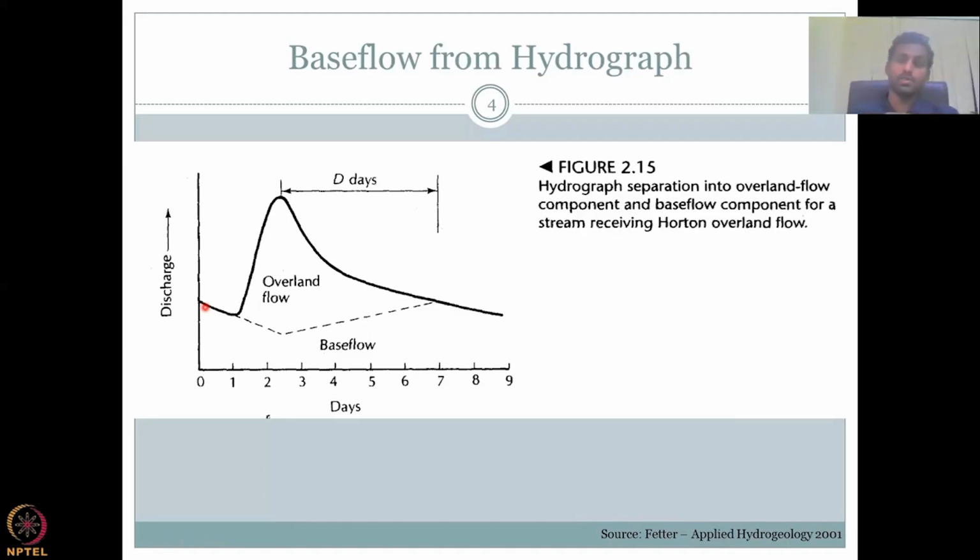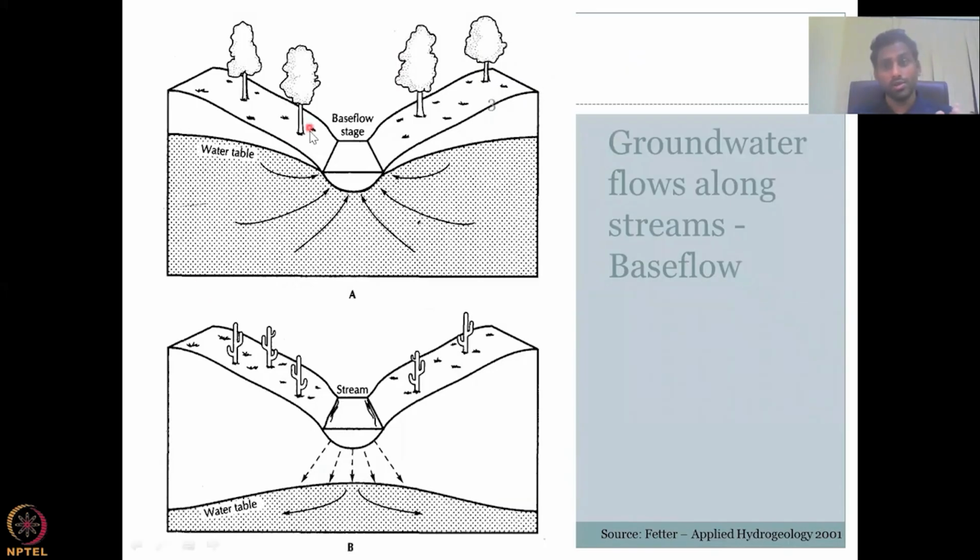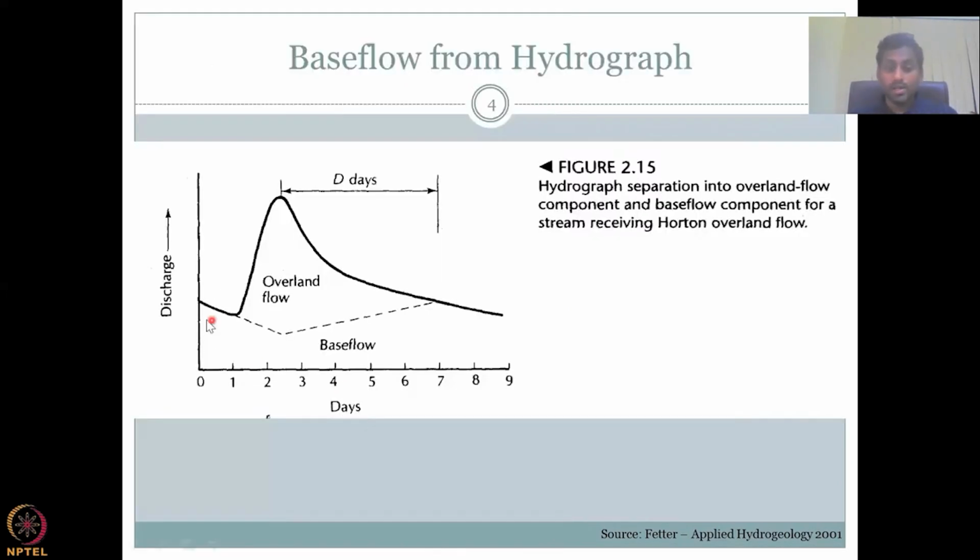Because your groundwater is giving water, right? So in the previous diagram also, you didn't see rainfall on the top. Groundwater is flowing because of high potential and low potential. It has nothing to do with your rainfall. So that is what is happening. So this line is your base flow. When there's no rainfall, you still have discharge.